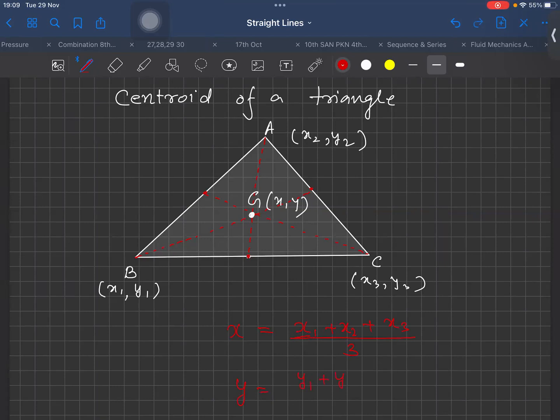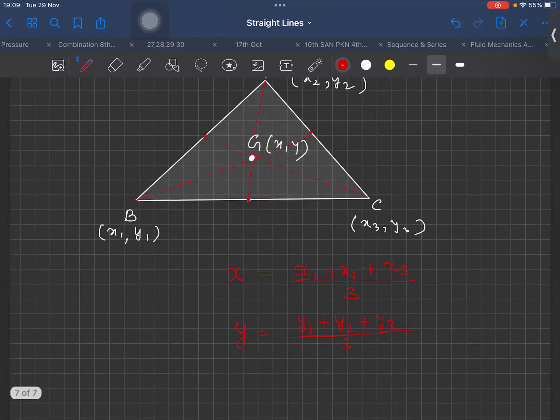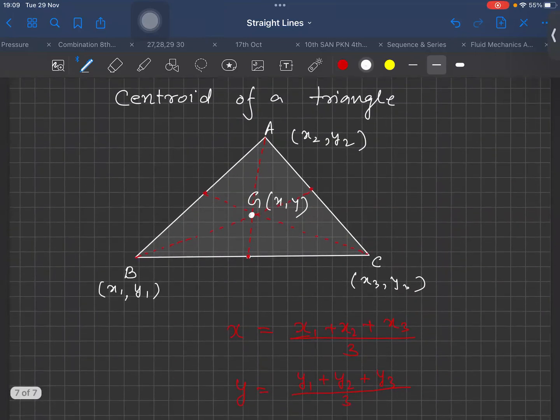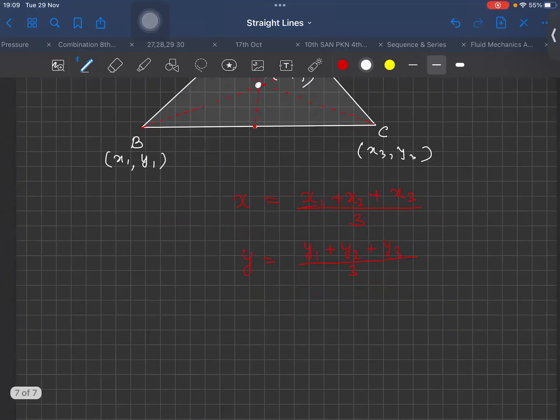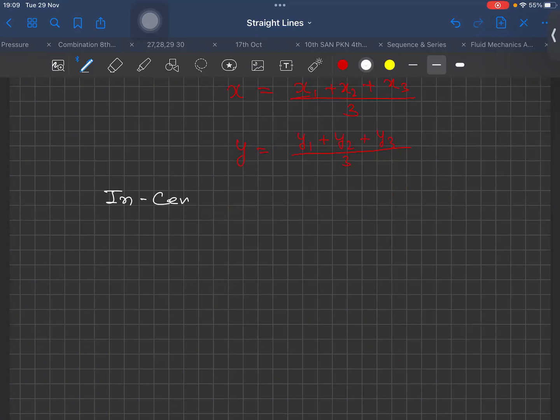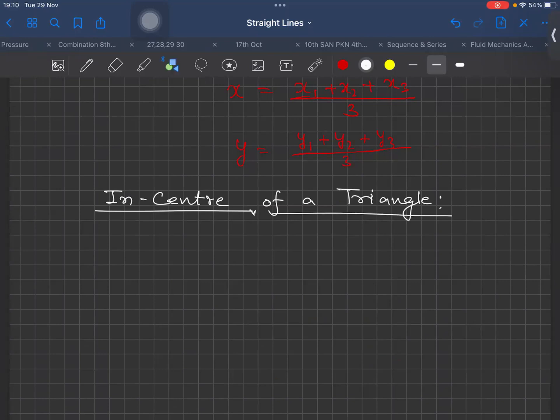See, this you guys have already learned. I'm not going to give you the proofs. If you want the proof, go and revise your 10th standard book. It is there, 10th standard or 9th standard. So this is called centroid. And there is another term, incenter. Incenter, right? Incenter of a triangle. Okay. Incenter. Let me try it again.